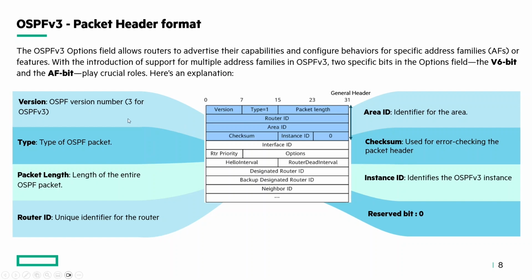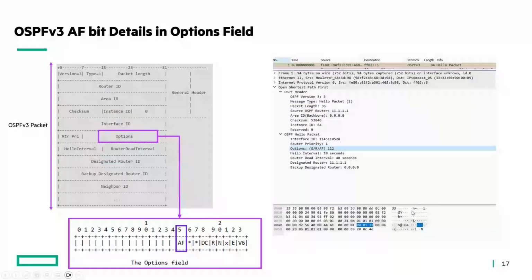I've also explained each of the fields in the packet that you can go through in this slide. So let's talk about the OSPFv3 address family bit details in the options field. In the options field, we have the V6 bit as well as the AF bit that's telling us it is an OSPFv3 address family router that is talking to its peer. And here's an example of the output captured with the OSPF hello packet details, where I can see the options field is set to AF, thus telling us it is an address family OSPFv3 router.